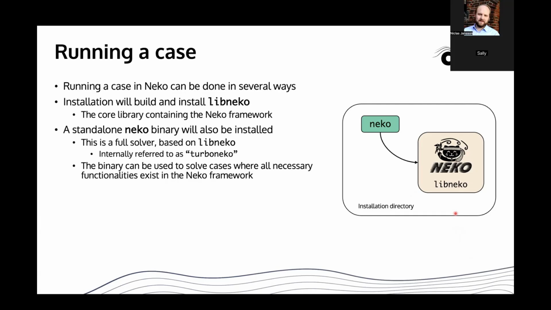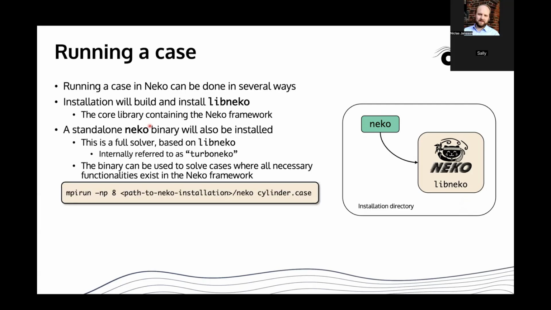If you run this through a debugger, you will see that it's actually called Turbo Neko. That's the internal name for this one. This binary can be used to solve cases where all necessary functionalities exist in the Neko framework. For example, if you're happy with the uniform inflow, you only need outflow, all these boundary conditions, initial conditions are already inside libNeko. You can just use this pre-installed solver directly. And you can just run it by using MPI or srun Neko and give it the JSON case file, and everything will work.